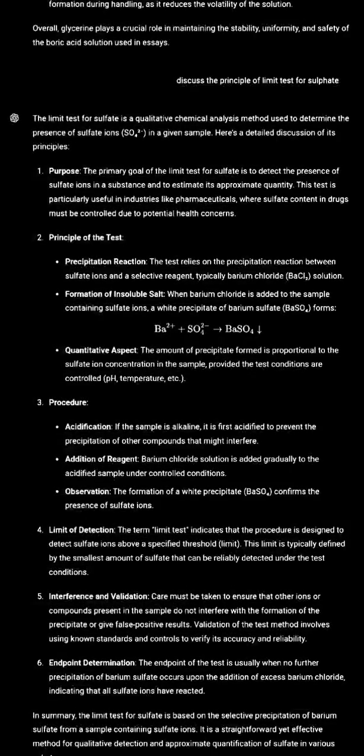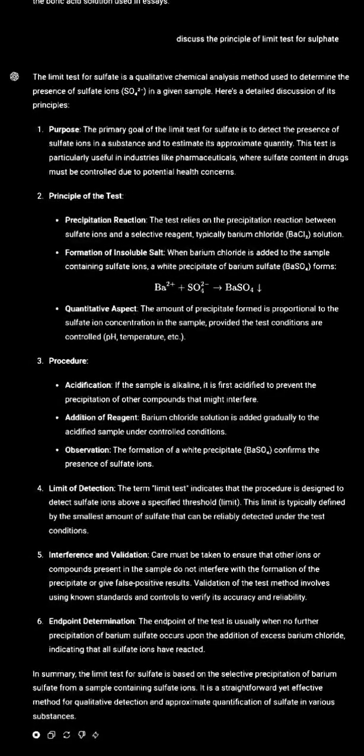Validation of the test method involves using known standards and controls to verify its accuracy and reliability. 6. Endpoint determination. The endpoint of the test is usually when no further precipitation of barium sulfate occurs upon the addition of excess barium chloride, indicating that all sulfate ions have reacted.